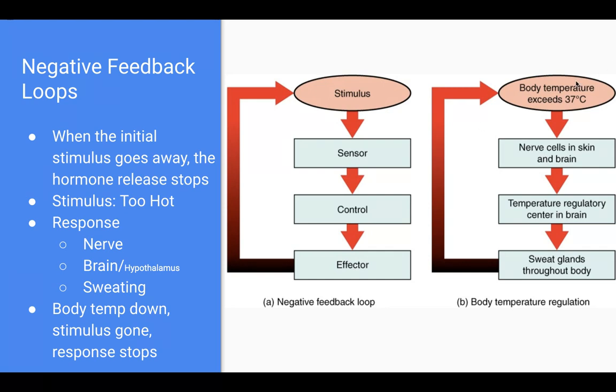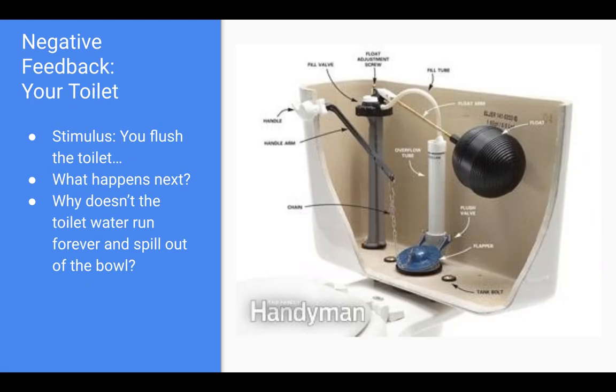So here's your other example. Let's say you have a fever. Okay, you're sick and you have a fever. Your nerve cells in your skin and eventually your brain recognize, whoa, we are too hot. The temperature regulatory center in the brain can actually activate your sweat glands to cool you down. All right, that's pretty cool, right? So once you're cooled down and your body doesn't recognize the need for sweat, the sweat actually goes away. All right, so this is a negative feedback loop.